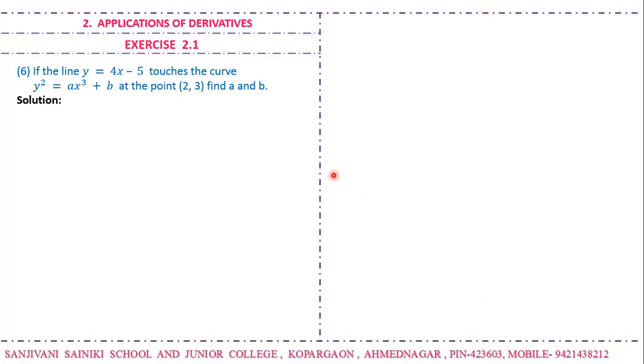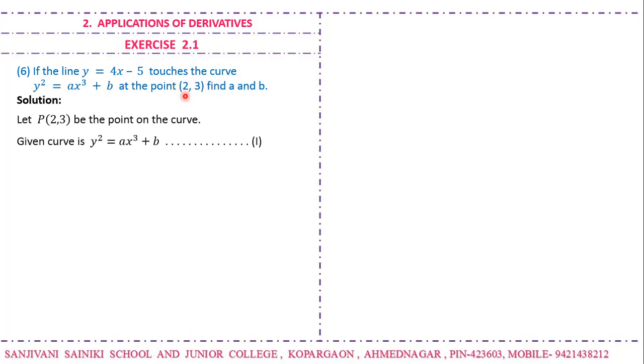Now, if the line y is equal to 4x minus 5 touches the curve y square is equal to ax cube plus b at the point (2, 3), find a and b. What they are saying is that this line touches the curve. That means the line is tangent to the curve, but they are not using the word tangent. They are saying touches. Touches means it is tangent to the given curve.